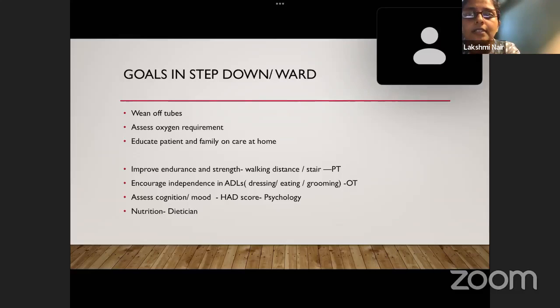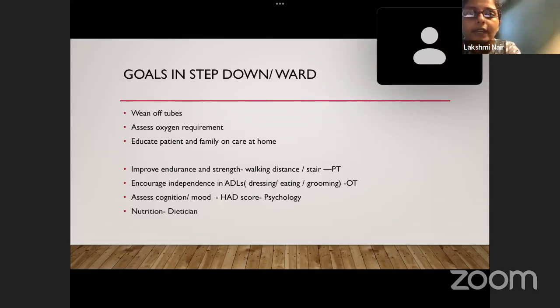So the goals in the step down or ward, once the patient shifts to ward from ICU, the goal is to wean off the tubes. Some of them might be on tracheostomy, urine catheter, and feeding tube. All this we need to remove one by one. So your aggression of your therapy definitely helps. How well you mobilize, how well you clear up the secretions for the pulmonologist.